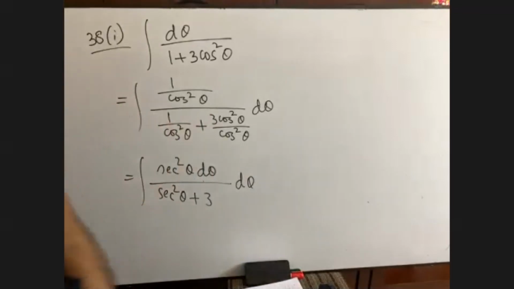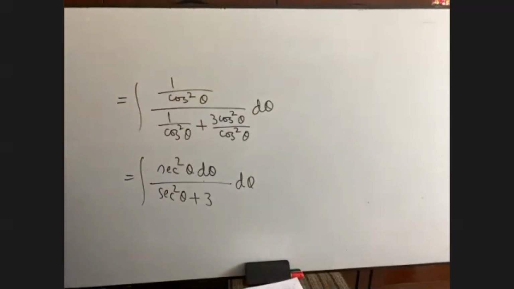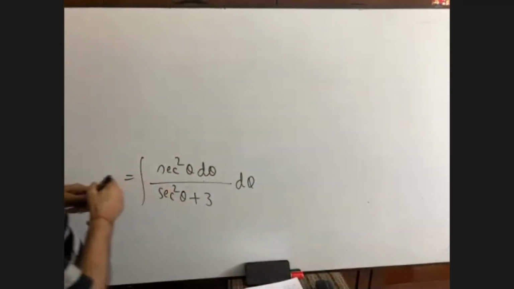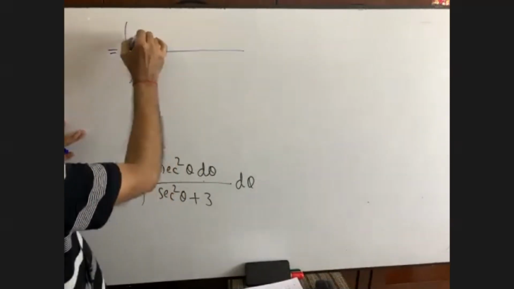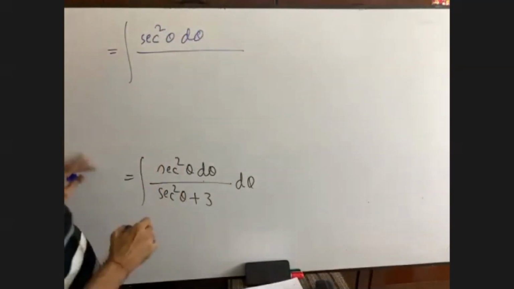Have you copied it? Talk to me. Is Zumaina there? No. Oh my God. Okay. Anyway, now you see it is what? Sec square theta. Nothing. Okay.